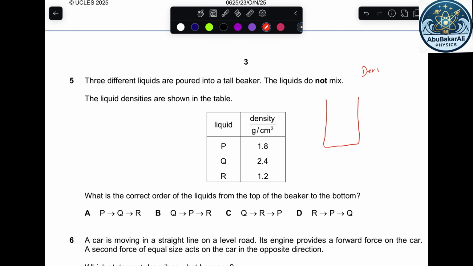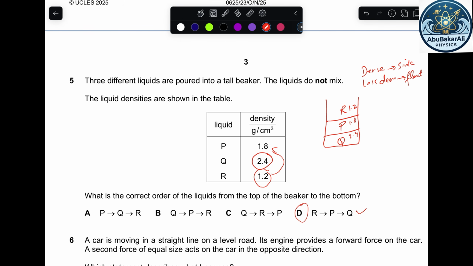dense liquid will sink and less dense will float. This is the basic criteria. So we have the density, smallest density is 1.2, so there should be R. Then the highest density is 2.4, so Q should be here, so in between there will be P. Okay, if you see, this is 1.2, 1.8, and that is 2.4, RPQ.